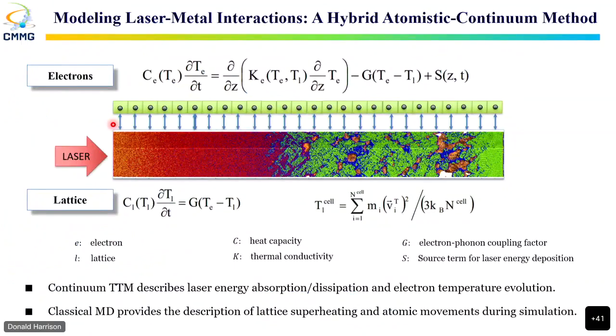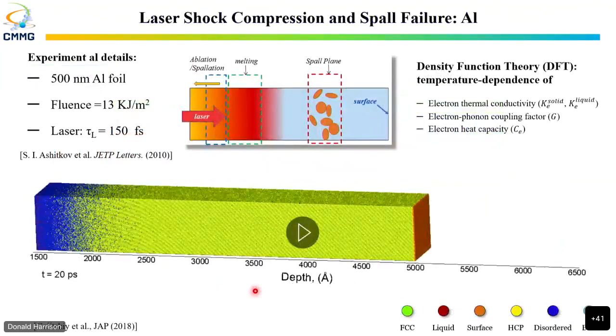So we have a method called an MD-TTM method, where the MD system over here is basically overlapped with a continuum two-temperature model. This allows you to mimic the idea of having electrons in the system that absorb the energy, and that energy is then translated onto the lattice through electron-phonon coupling, which allows you to actually generate laser ablation, melting, and shock generation as well. All of these parameters that we use are parameterized using DFT simulations, where you can include temperature dependence as well. So this is the setup that we have.